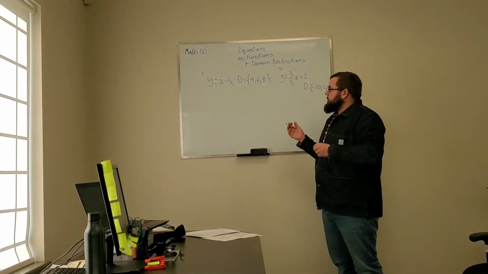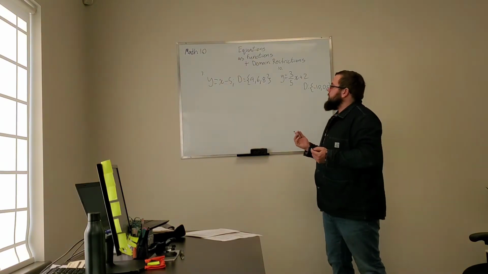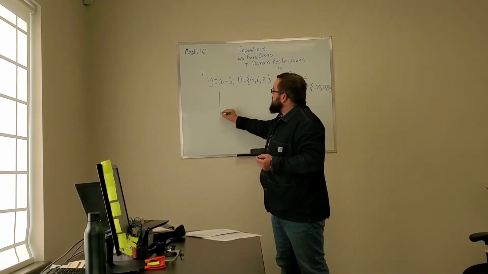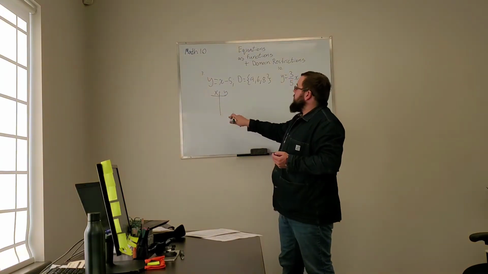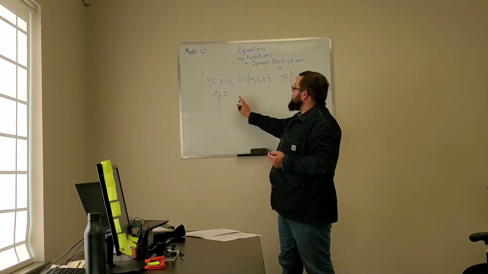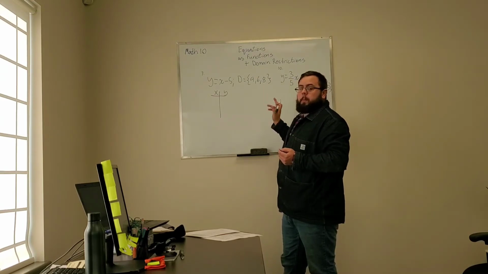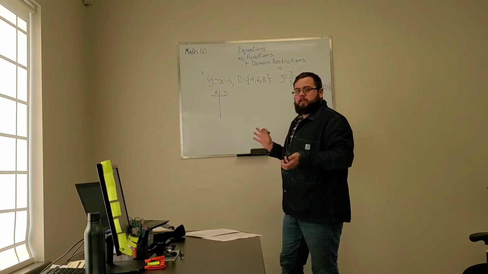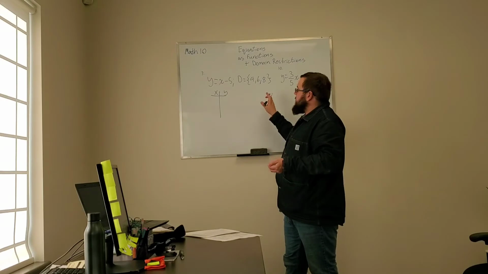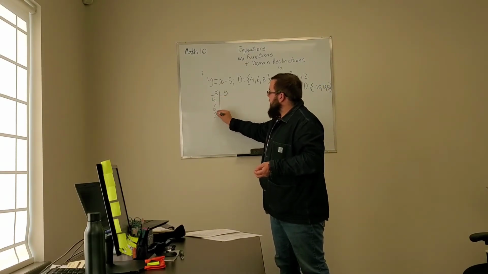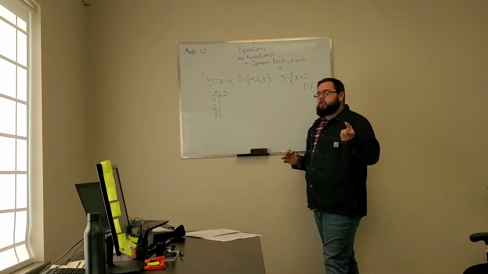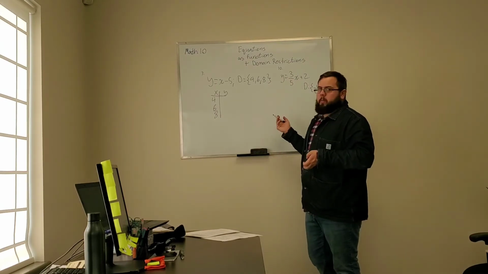Okay, so for these types of problems, we're gonna wanna make a table, right? So again, we're making our table. X goes on the left, Y goes on the right. And the nice thing about this one is we don't have to pick our X variables. They're already picked for us because that is our domain. Those are our only options. 4, 6, and 8. Now our equation is Y equals X minus 5.